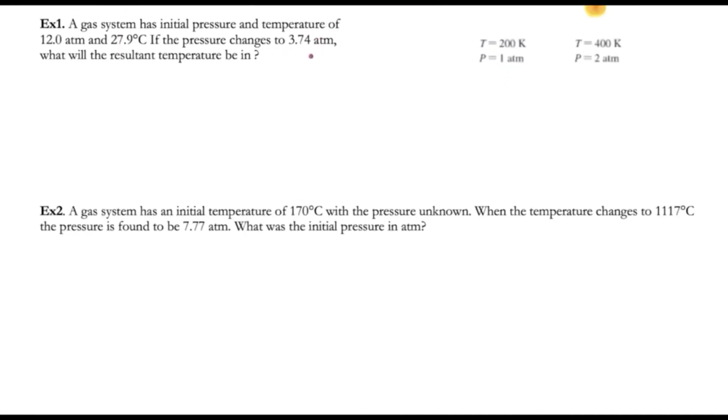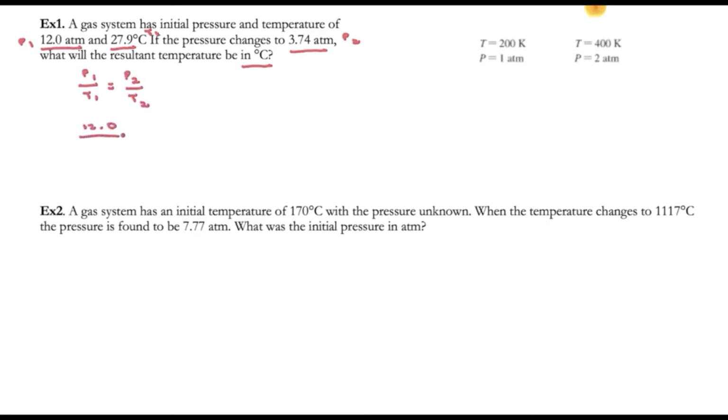All right, so for example 1, it says a gas system has an initial pressure and temperature of 12 atmospheres, so that's my P1, and a temperature of 27.9 degrees Celsius, so that's my T1. If the pressure changes to 3.74 atmospheres, that's my P2, what will the resulting temperature be in degrees Celsius? Okay, so I'm going to use my formula P1 over T1 equals P2 over T2. I'm going to plug in my P1 is 12.0.